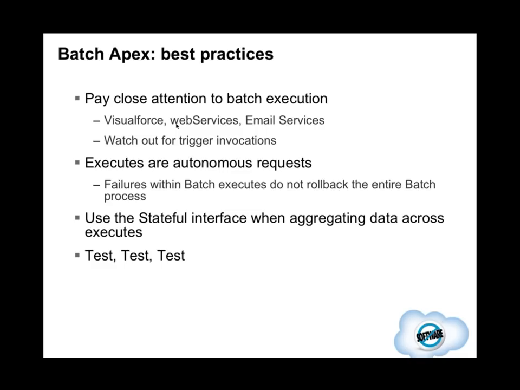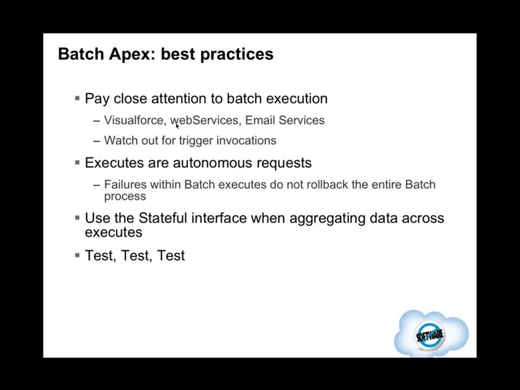Another item, executes are autonomous requests, and what that means is the batch process itself is logically divided into a number of executes. And if one execute fails, that's not going to impact the overall batch process. That's simply going to fail that specific execution. So it would only roll back that execution, not the entire batch process. And what that means is you need to make sure that you have the right error handling and auditing in place to surface that information once the process is complete.